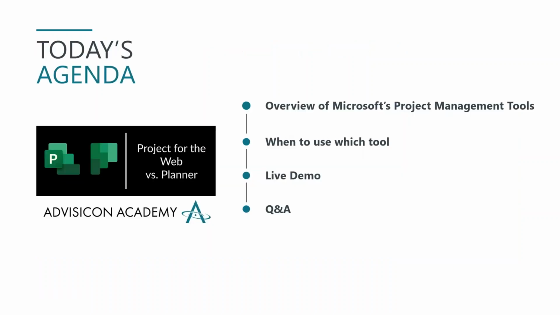Which takes us into today's agenda. We're going to look at a brief overview of Microsoft's project management tools. We're going to focus on Microsoft's tools today because we have fairly limited time. There are a lot of tools out there, but we want to focus on this, and particularly on Microsoft's new service called Project for the Web, which was released this last fall in October. We're going to look at that versus Microsoft's Planner tool, which has been part of the Office 365 suite for a couple of years now, and look at the different use cases for when to use which of these tools. We'll spend a little bit of time in a live demo looking at the different tools, as well as having some Q&A.